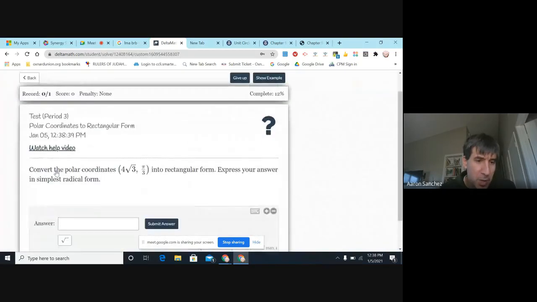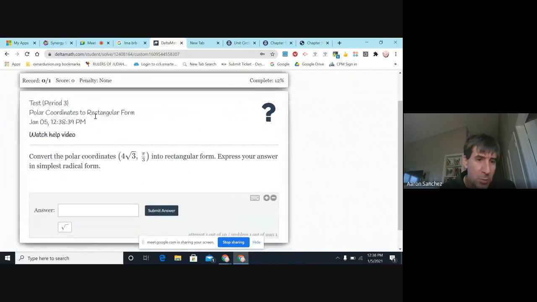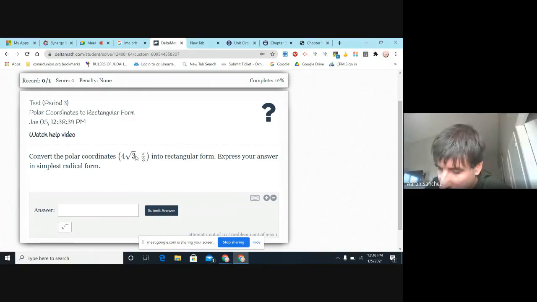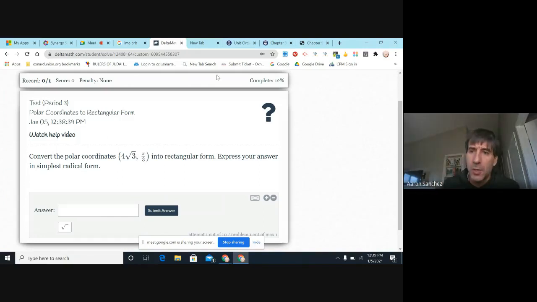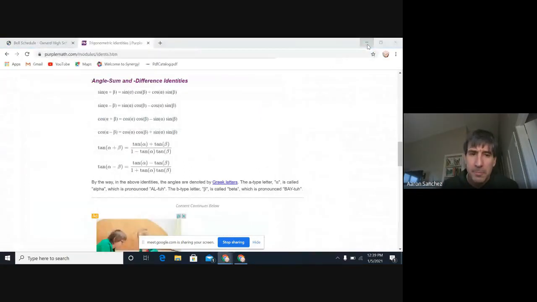But here's the first problem. Going from polar coordinates to rectangular form. Okay. So convert the polar coordinates 4√3, comma, pi over 3. Okay. So that's what we're going to do. That's polar form. And we're going to change it to rectangular form. So let's do a picture and see what this looks like.